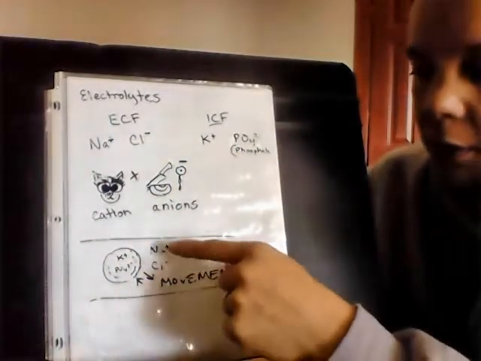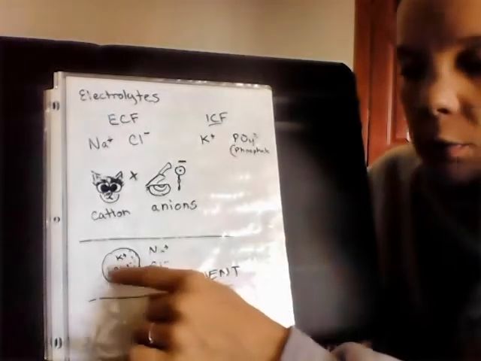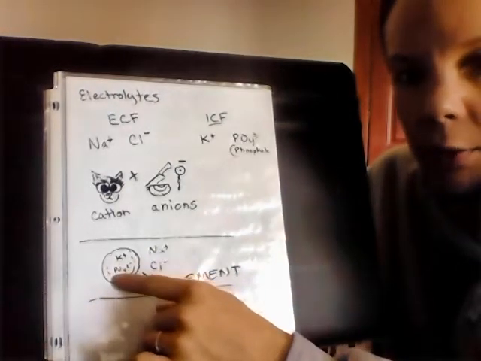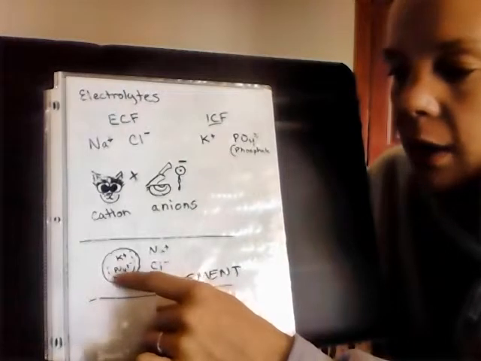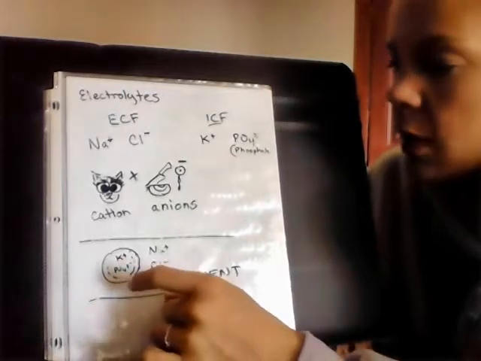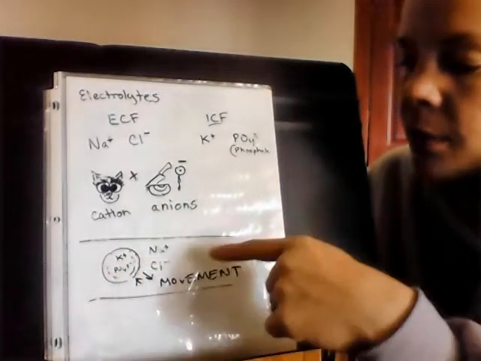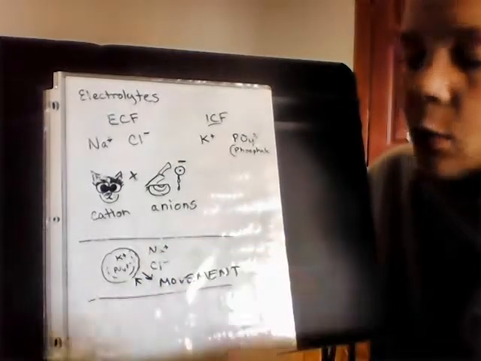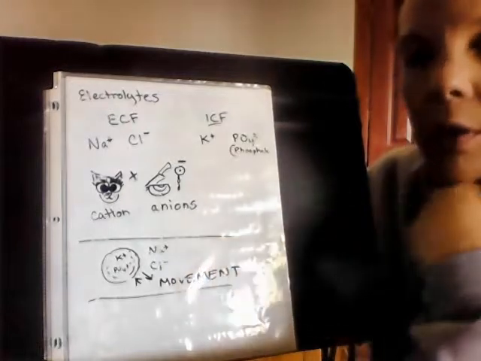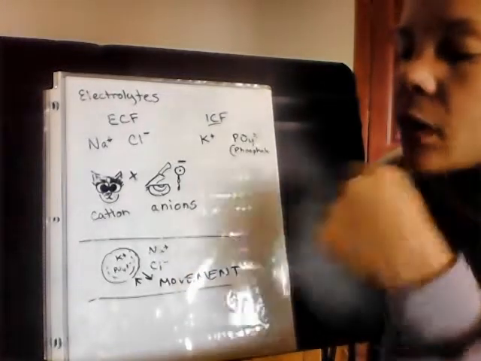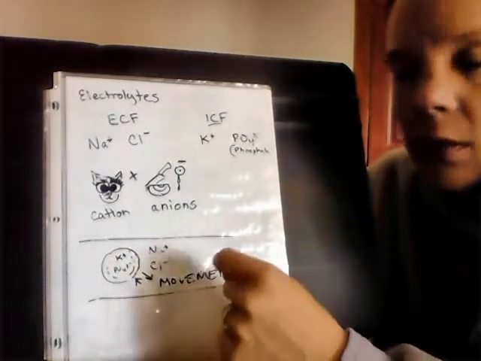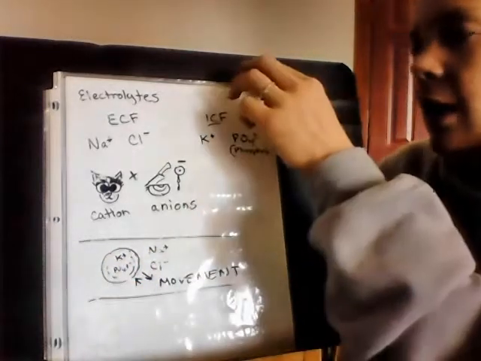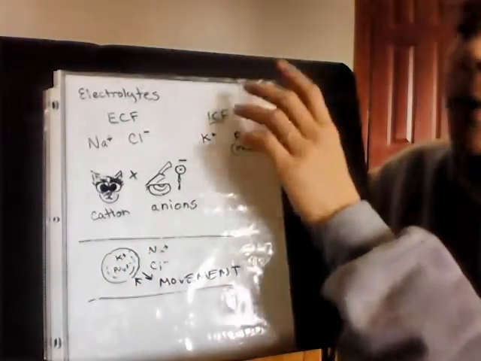I've got a little diagram down here because it helps me. Here's your red blood cell. Inside that blood cell, you've got potassium and phosphate, which is kind of wiped off there. Outside, you have sodium and chloride, and that's in one of your intravascular spaces. Now there is a movement between these things, and we'll go into that in a later video.